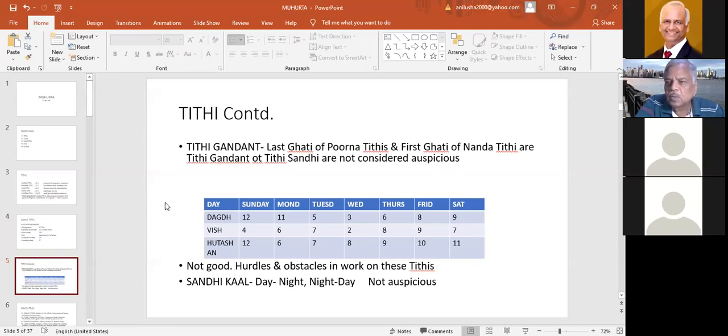You will study tithis daily, always, but now you know the ending time or the starting time of a tithi. So depending on that you can do your work. Whichever tithi you want to do it in, you do accordingly.